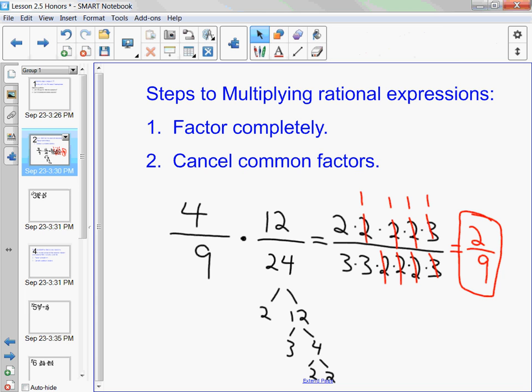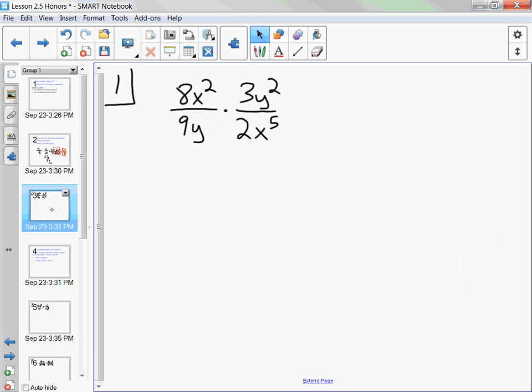Well, that's an example with real numbers. We are going to do that with rational expressions. So here's the first problem on the assignment.